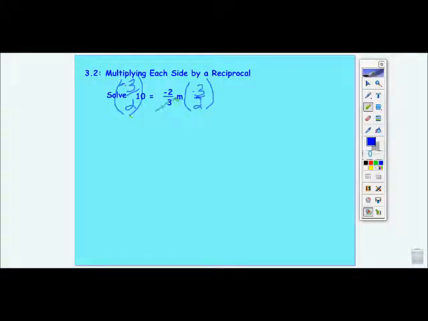So my 3 goes into 3 once. Notice I still have my negative there. My 2 goes into 2 once. I have a negative 1 times a negative 1, so that equals positive. So I'm at a positive 1x. I don't have to write my 1. Now I can go ahead and write it over here so you can see it a little bit better. We're multiplying our negative 3/2 times 10 on this side.